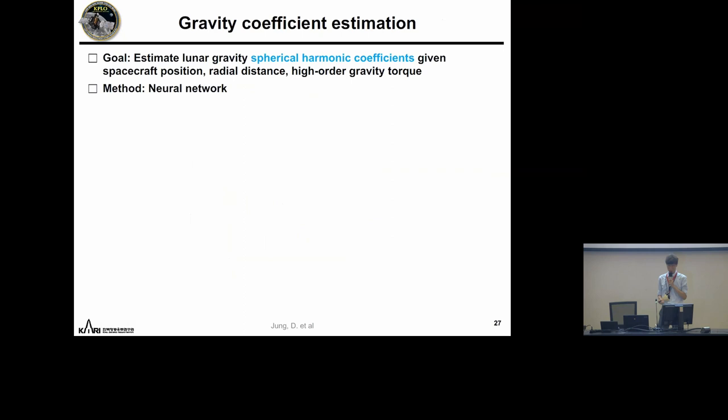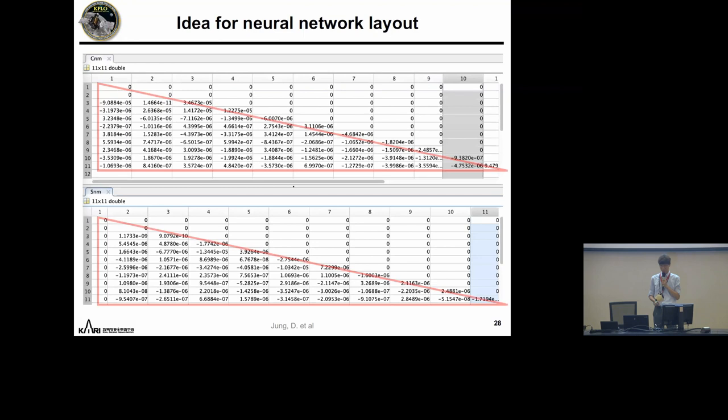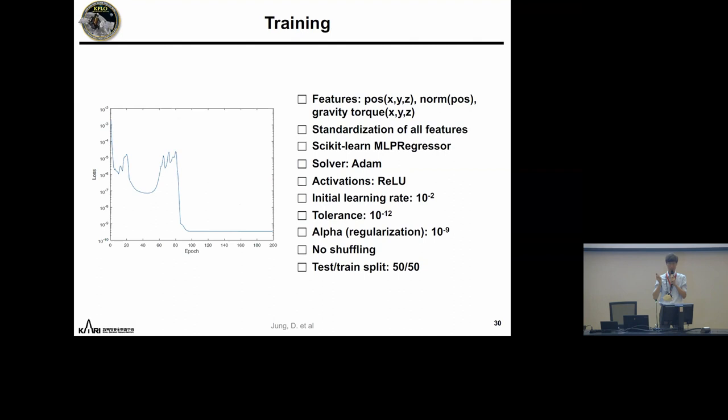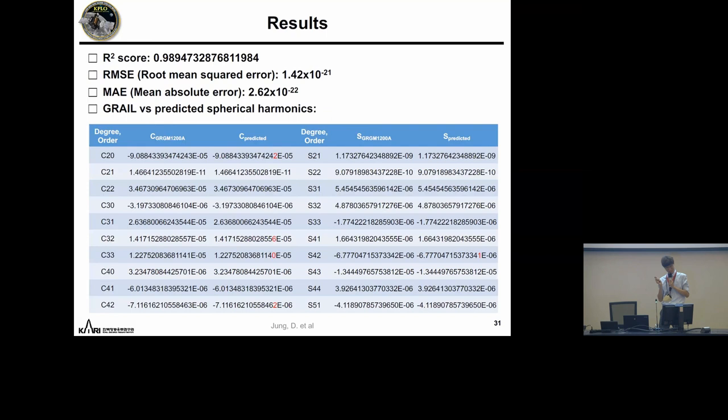And one more thing, we got data, so we can work out the gravity coefficients backward using a neural network. These are spherical harmonics, arranged in a lower triangular way. We can estimate them using a neural network arranged in the same way. So we make the network shape similar to how the spherical harmonics are arranged, getting larger and larger towards the end. We input the position, the normal of the position, and the gravity torque that we got from the beginning, and then we get the spherical harmonics out. I don't know, it might be overfitting, probably, but it's an interesting way of doing it.